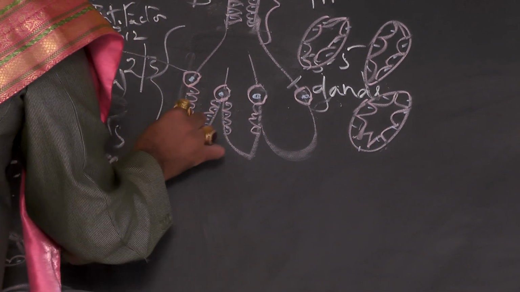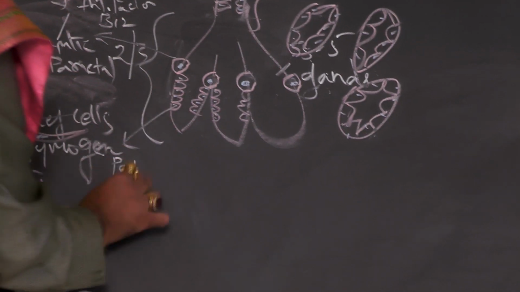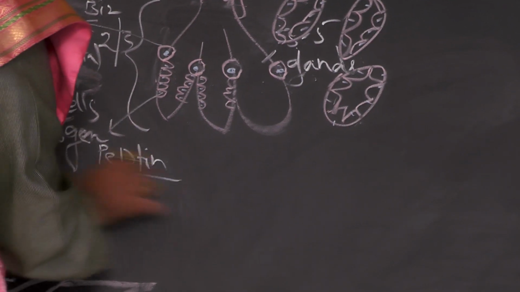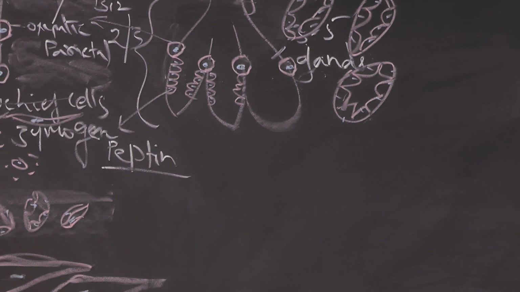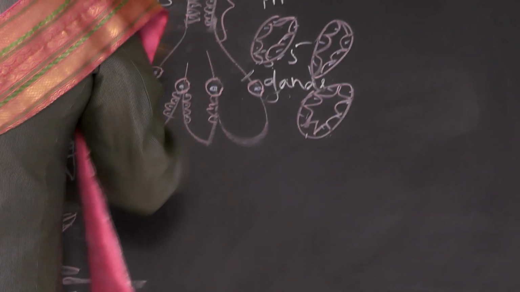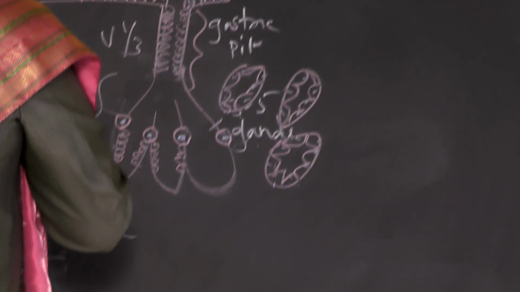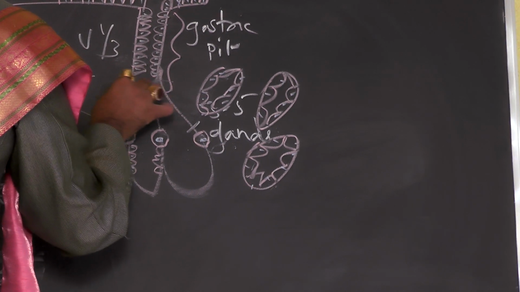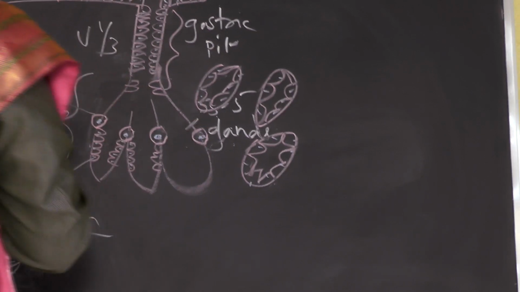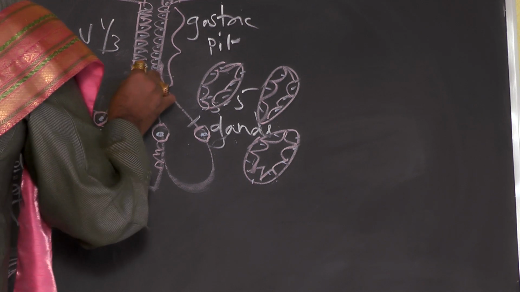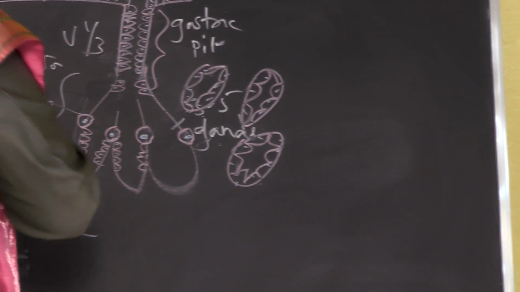These chief cells are zymogen cells. They are producing pepsin. Are you able to appreciate? And then at the region of the neck, you have got short columnar cells. These are called mucous neck cells. These mucous neck cells secrete mucus.